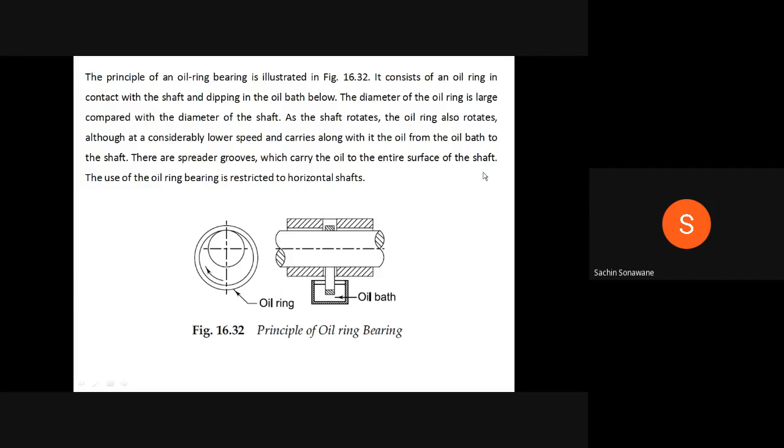The use of the oil ring bearing is restricted to horizontal shafts. Therefore, this oil ring bearing is only useful for horizontal shafts. When the shaft rotates, the oil ring rotates, and since this oil ring is inserted in the oil bath, it will carry some oil every time during rotation, and that oil will be spread along the length of the shaft automatically.